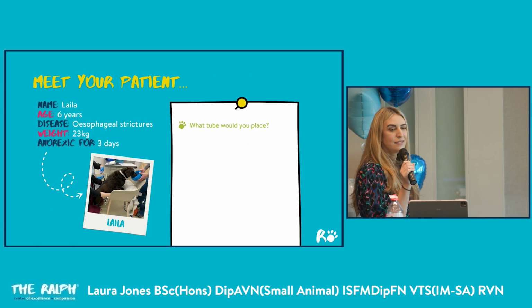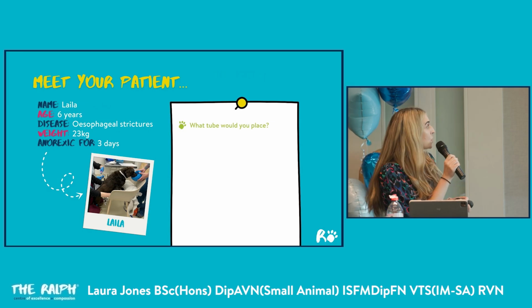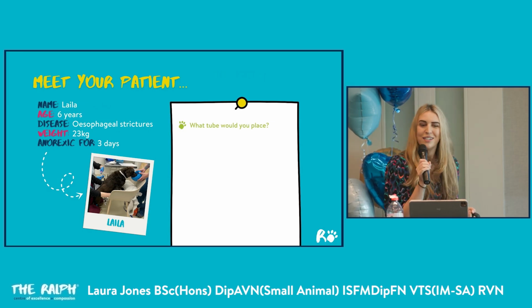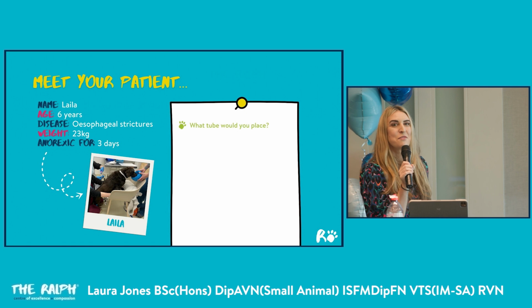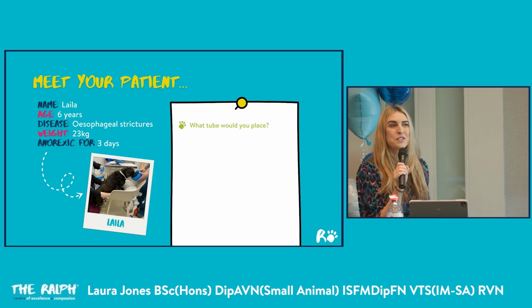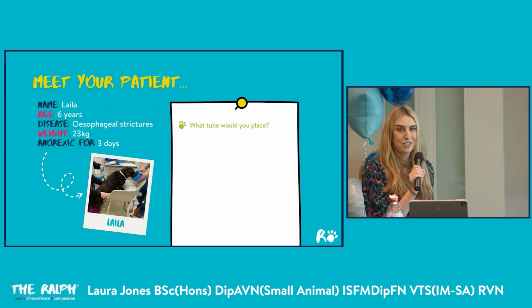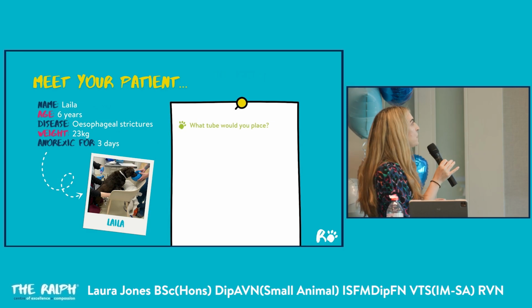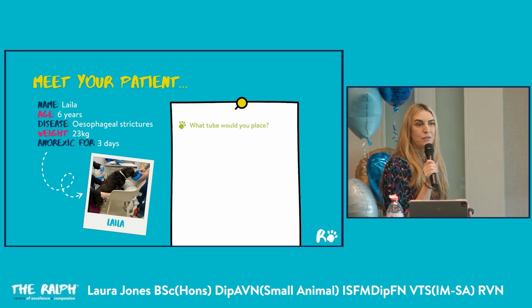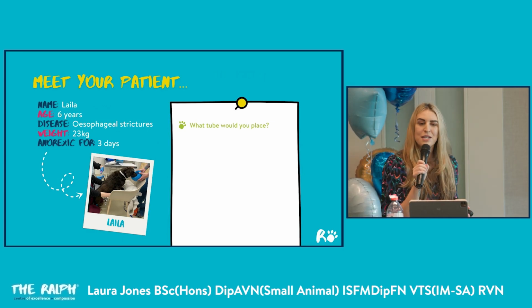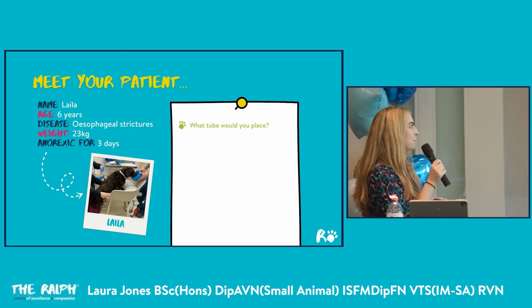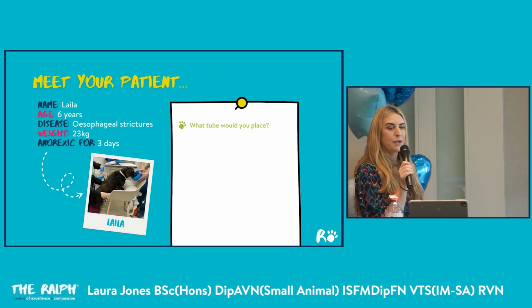Next up, this is Layla. Layla at presentation was 6 years. She's definitely a lot older than that now. She came into us with severe esophageal strictures after regurgitation under anaesthetic for a TPLO. She weighed 23 kilos as a Labrador. She definitely should have weighed a lot more than that. And she'd been anorexic completely for 3 days at the time that we popped a tube in her.